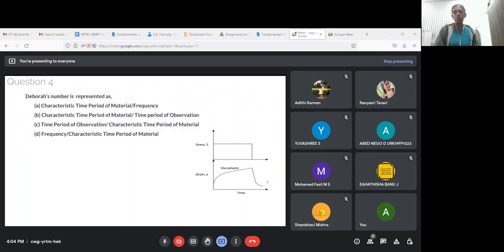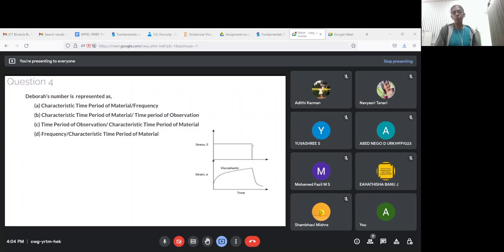So there's always some sort of deformation, which is why you don't see the strain completely going back to 0 here. So this is how a viscoelastic profile looks when you just apply shear stress and then remove it. The time required for a viscoelastic material to adjust to the stress is called the characteristic time period of the material.